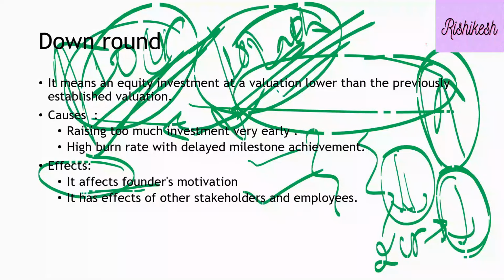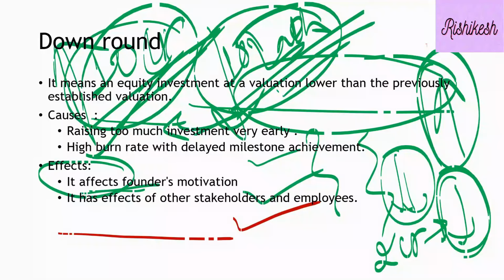Investors are not ready to give you money at the previous valuation, right, which you had in the first round. Now they want the valuation to be decreased, and you have to do that. Why? Because you have not achieved the milestones, right? So a down round is not considered good for a startup. It's not considered good for a healthy startup, since it affects the founder's motivation.